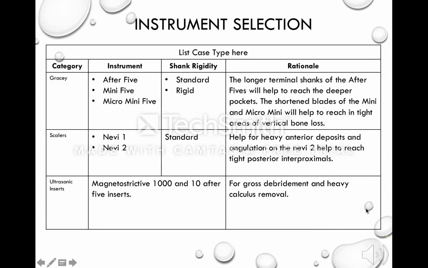Instruments selected for Gracey's would be after 5s, mini 5s, and micro mini 5s to help reach the deep pockets. The smaller blades of the mini 5s and micro mini 5s will help to reach in tight areas of vertical bone loss. For scalers, Nevi 1s and 2s would be used to reach heavy anterior and posterior deposits. For ultrasonic inserts, the magnetostrictive 1010 and after 5 inserts would be used for gross debridement and heavy calculus removal.